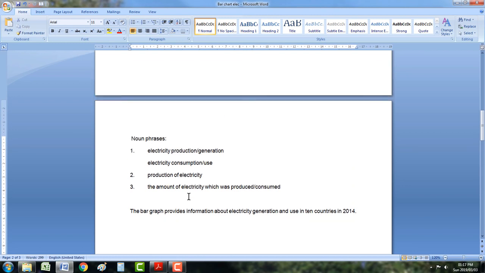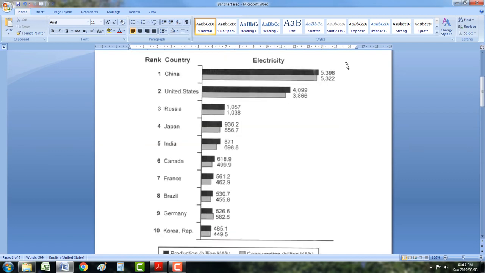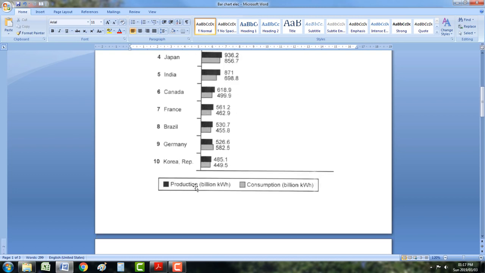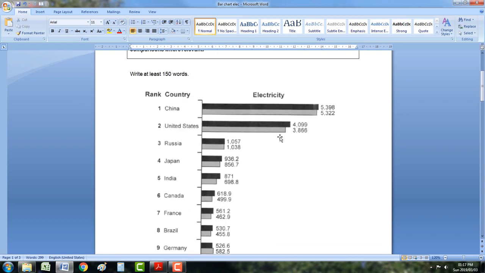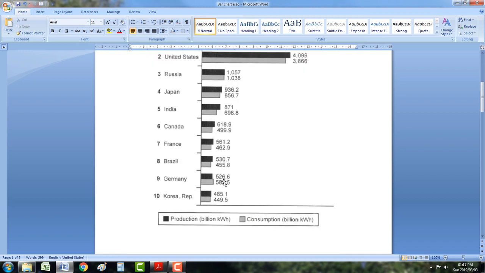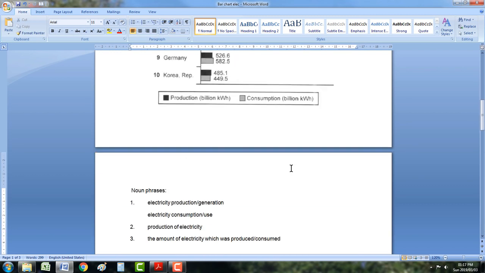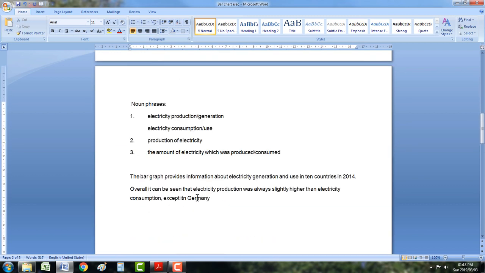Okay, now on to overview. What can you see? Now you need to look at all of these numbers, and there's one thing that I notice is that the production is always slightly higher than the consumption, except for Germany. And that's a good enough overview. Overall, it can be seen that electricity production was always slightly higher than electricity consumption, except in Germany.